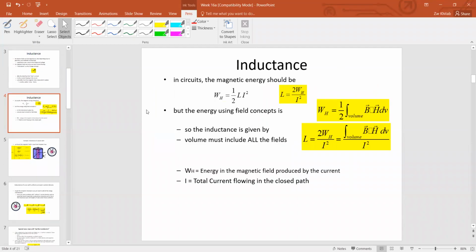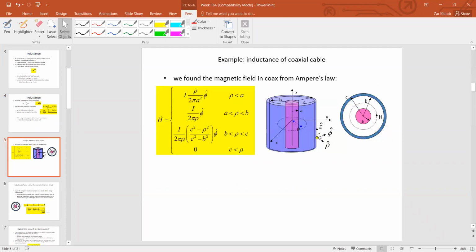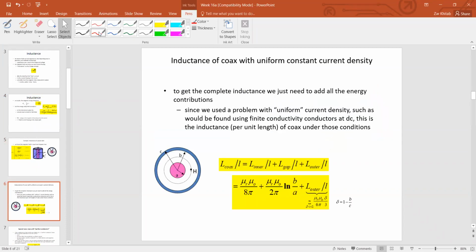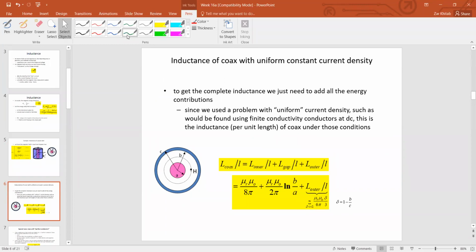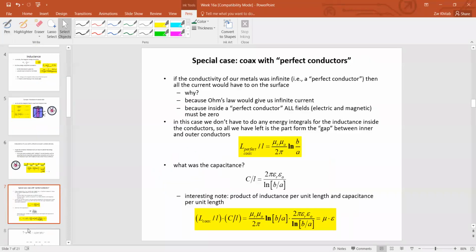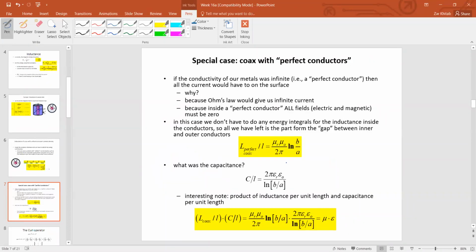So then we calculated the inductance of the coaxial cable using these equations. Then we added the inductance of the inner conductor, the inductance of the gap, and the inductance of the outer conductor. We added all the three inductances and calculated the total inductance of the coaxial cable. And then we combined this inductance with the capacitance of the coaxial cable, which we calculated previously in chapter number 6.